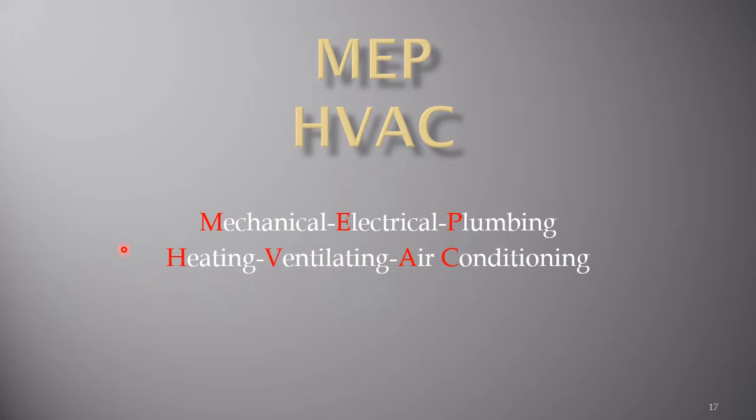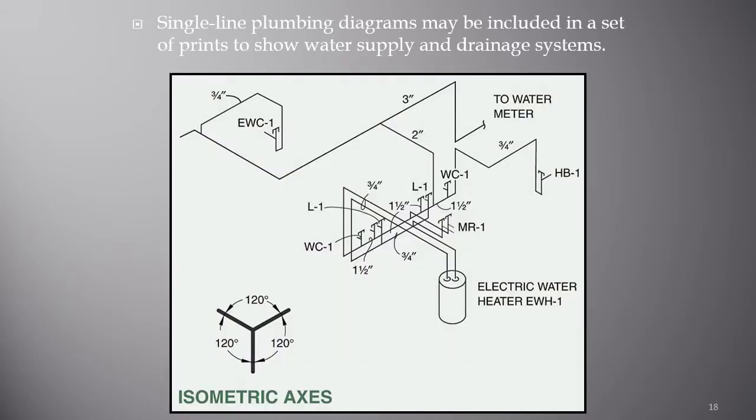Now let's move on to those strange abbreviations we saw earlier. MEP, HVAC. MEP stands for Mechanical, Electrical, Plumbing, while HVAC stands for Heating, Ventilating, Air Conditioning. Together, these are sometimes referred to as the mechanical trades, and we refer to the drawings that show this information as mechanical drawings. We'll start with the plumbing.